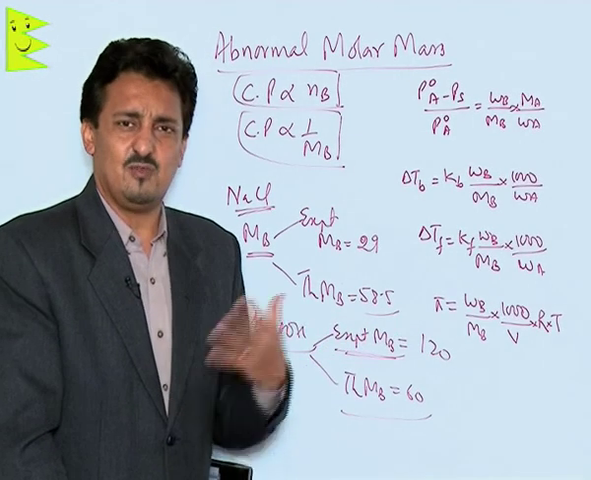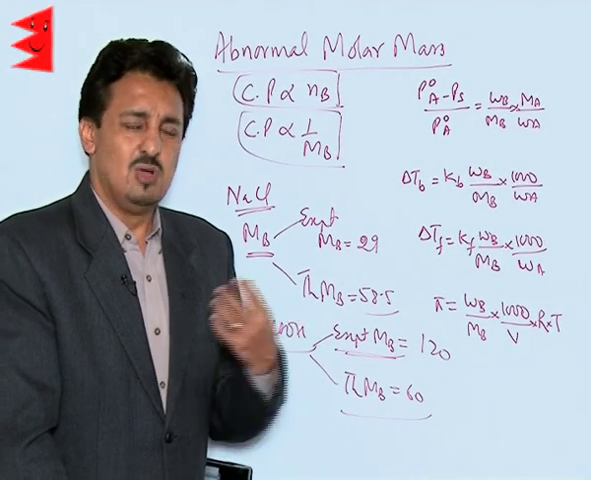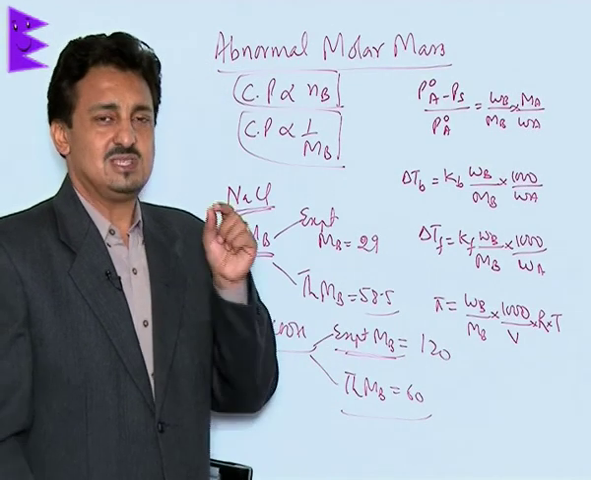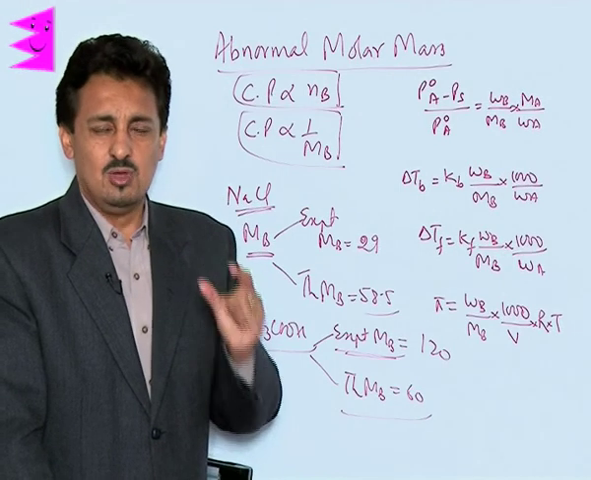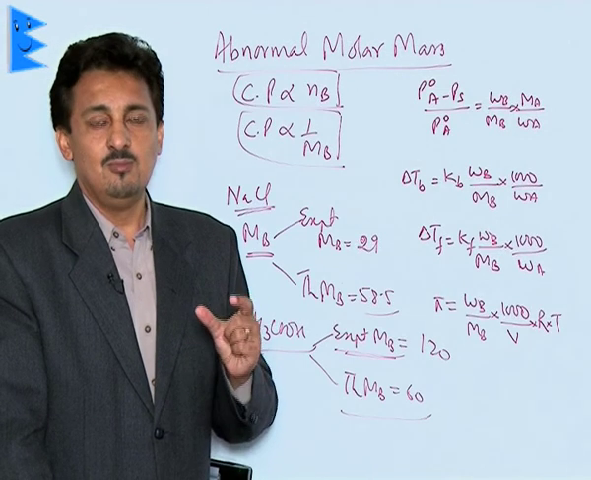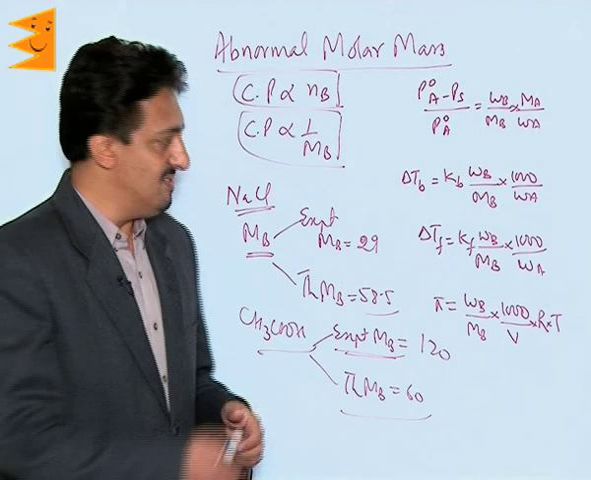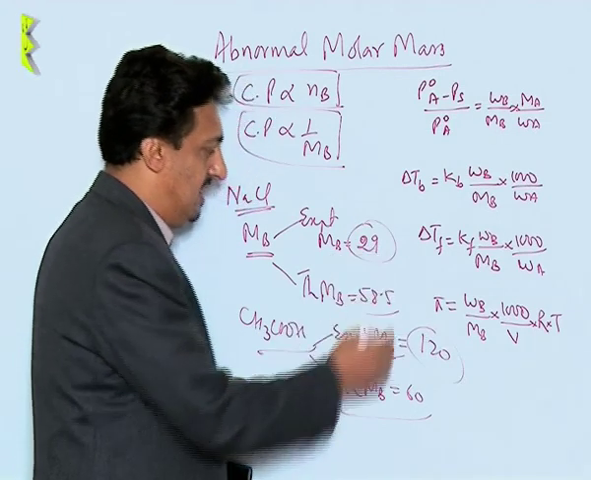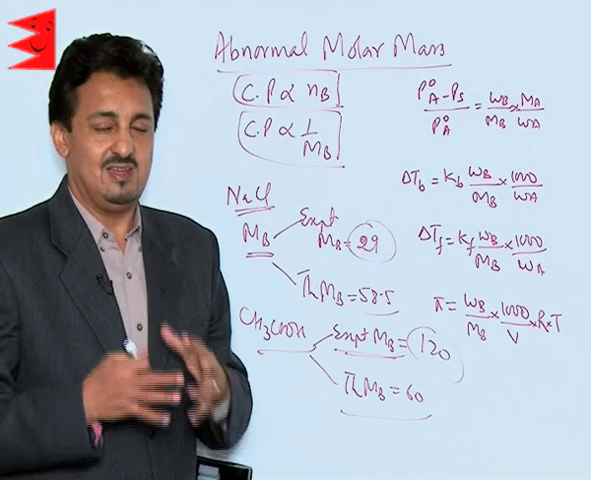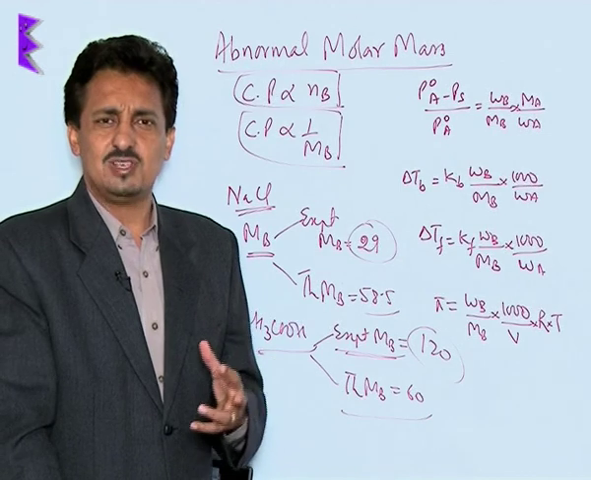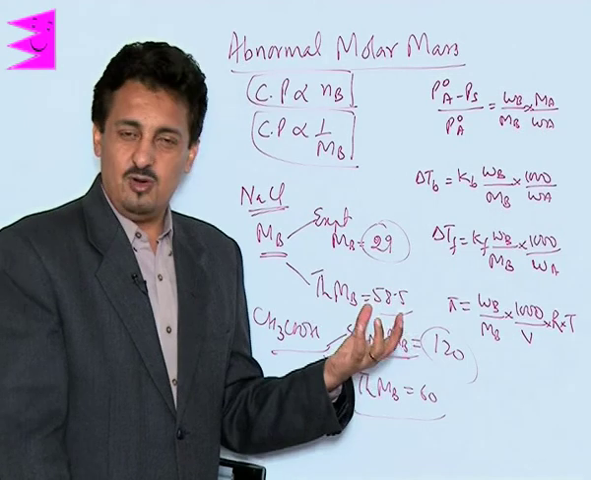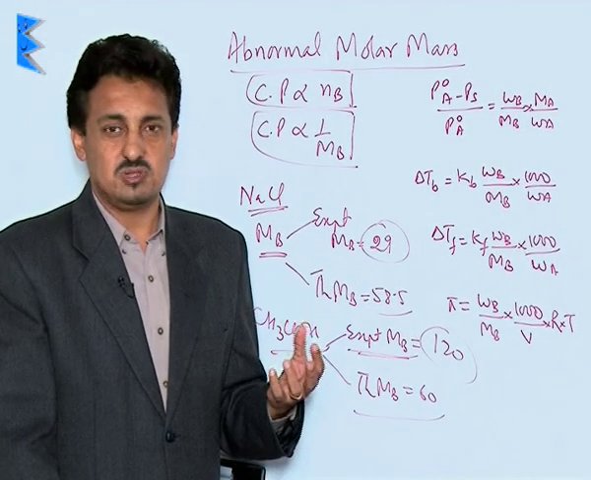Otherwise there were lots and lots of examples of solutes whose molar masses, when determined by these colligative properties, were found to be different from their theoretical values. Now such solutes whose molar masses come out different from their theoretical values are called abnormal molar mass showing solutes. And these 29 and 120 experimental molar masses are called abnormal molar masses because they are different from the theoretical values. Initially it was thought that there is something wrong with these formulas, but we know these are formulas based on the fundamental basic properties of the solution, they cannot be wrong.